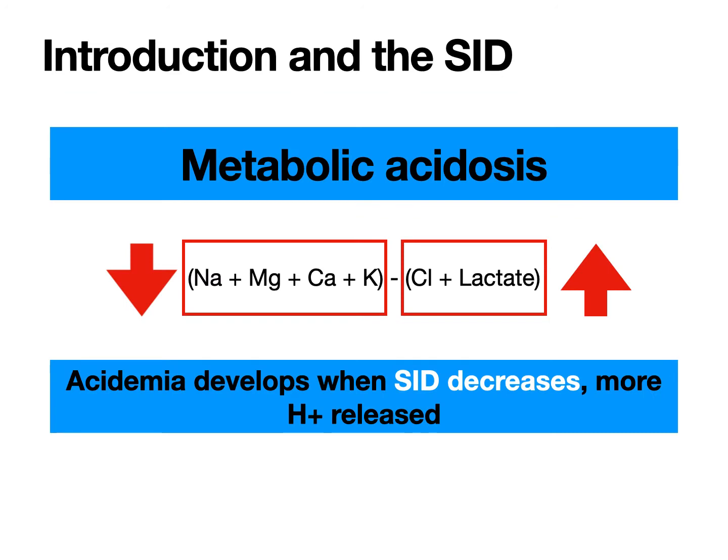Now, the difference between the strong cations and the strong anions is what they call the strong ion difference, or the SID. The normal SID is approximately 42 mEq per liter. For metabolic acidosis to occur, the SID should decrease, because a decrease in SID facilitates release of H plus in the solution, which will lead to acidemia.